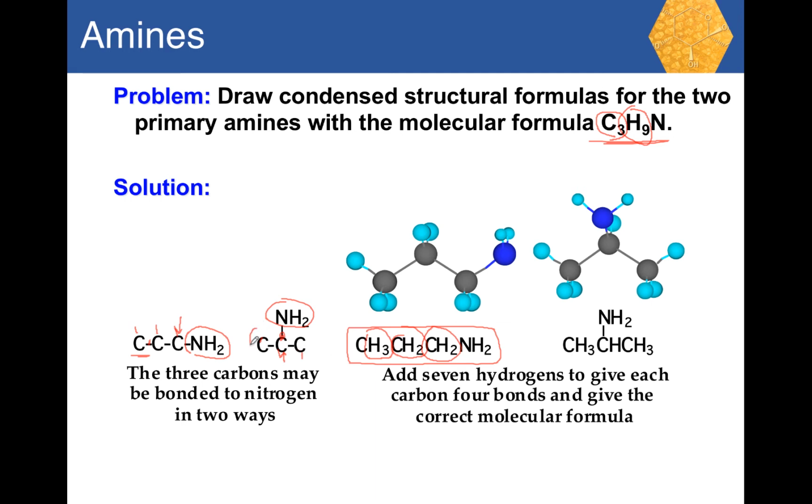Here's the other one. This carbon here has 3 hydrogens because there are 4 bonds to a carbon. This carbon, however, since there are 4 bonds, will have 1 bond to the amine, 1 bond to the methyl, and we'll have to put in just 1 hydrogen here because the other bond is to the methyl group. So that is another possibility of an amine that has that molecular formula.